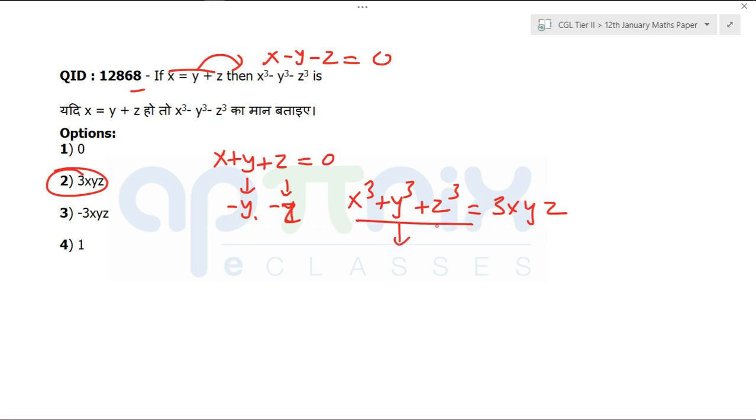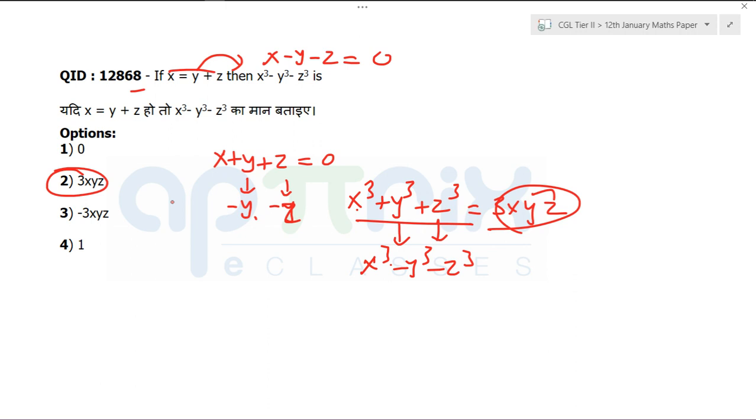Put y is equal to minus y and z is equal to minus z. You will have x cube minus y cube minus z cube, right? But the best thing is that on the right hand side, if you put y is equal to minus y and z is equal to minus z, that minus minus will get cancelled, and that's how the answer will remain same. That is 3 times x, y, z.